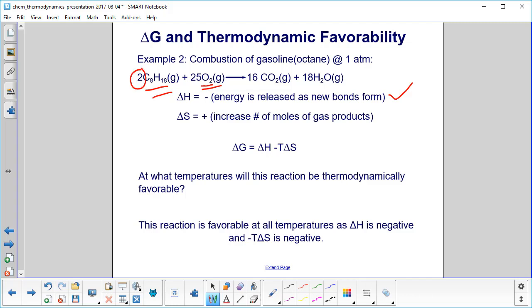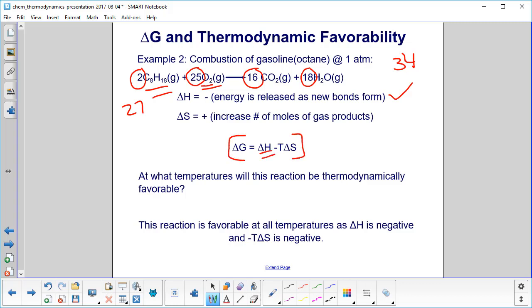And here we have 2 moles of gas plus 25, so that's 27. Your products, there's 16 plus 18, that's 34. So that's an indicator that entropy goes up. At what temperatures will this reaction be thermodynamically favorable? Well, let's look at our Gibbs free energy.